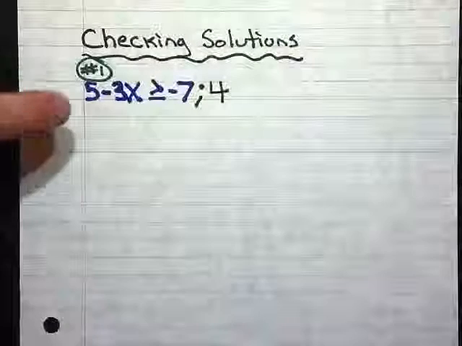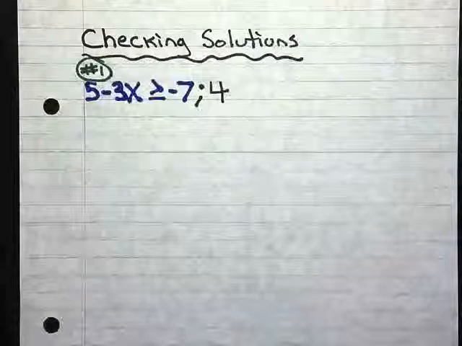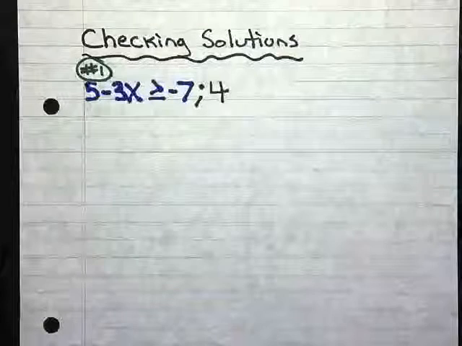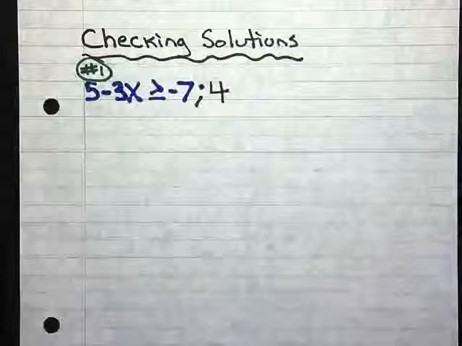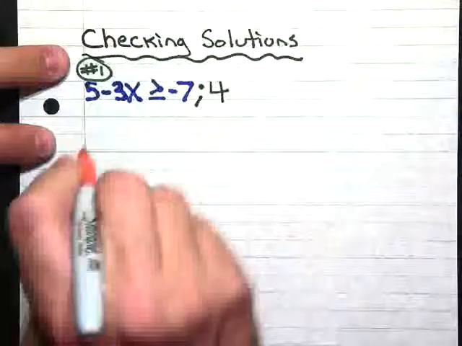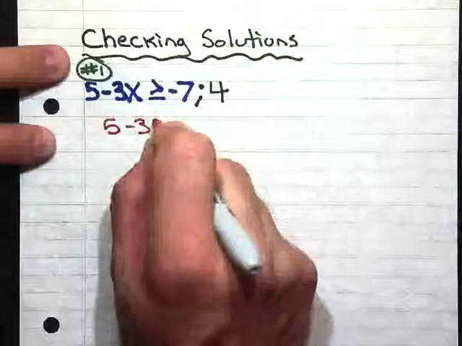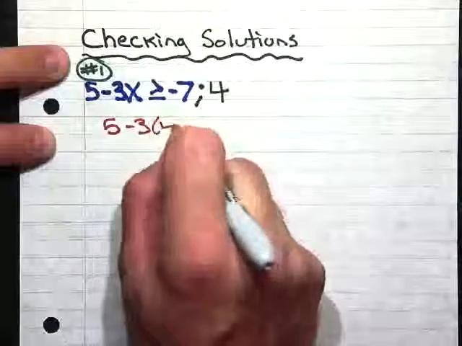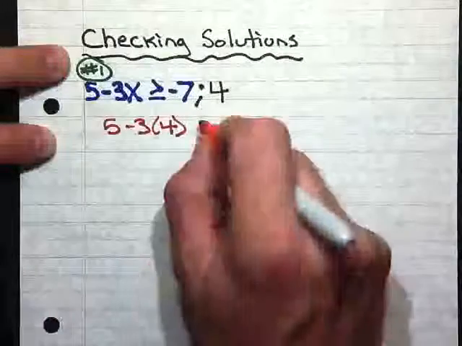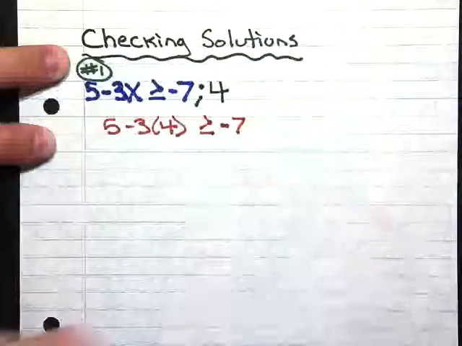So here we have our first problem. 5 minus 3x is greater than or equal to negative 7. And we want to solve this for x equals 4. So what we're going to do is take 4 and substitute it in for x. So what we end up with is 5 minus 3x, and we know x is 4, so we substitute 4 in for x. Remember, whenever we substitute, we place it in parentheses, is greater than or equal to negative 7.